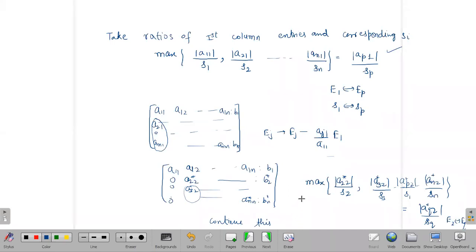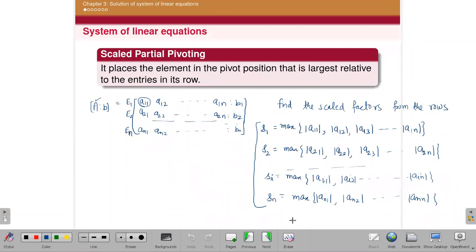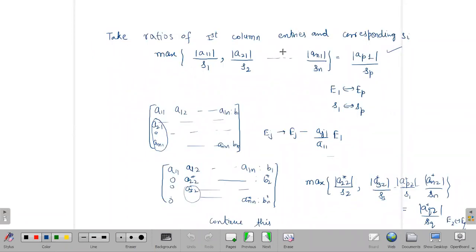That is Gauss elimination only, but you have to do the extra things here. First you have to find the scale factor, then you find the ratio in the first column. If you want to make the pivot element in the first column, then you find the largest element and largest ratio. Then according to that, you will interchange the rows. Then this is simple Gauss elimination. You reduce these elements into 0. Then before applying the operation, again you have to make this element the pivot element. So again you check this ratio. If you find any number larger than A22 star divided by S2, then you interchange.